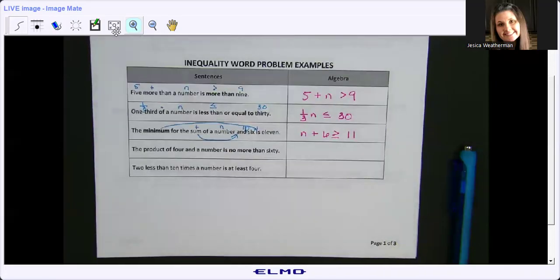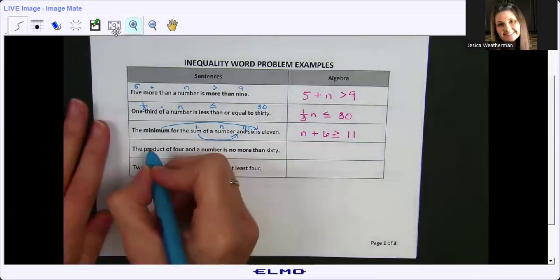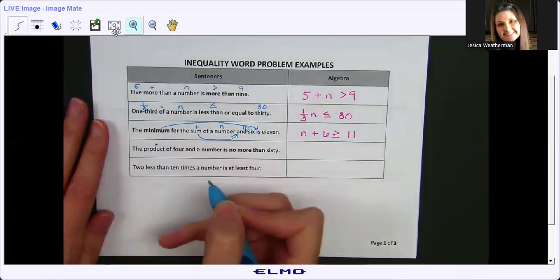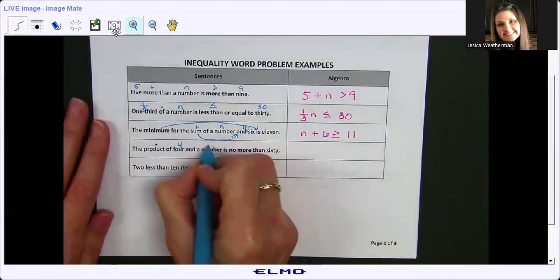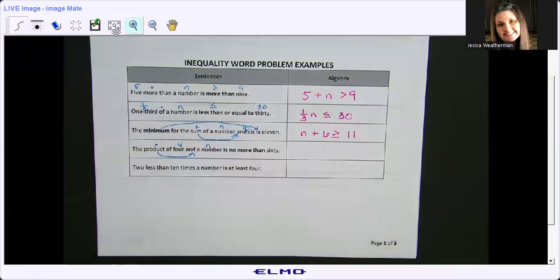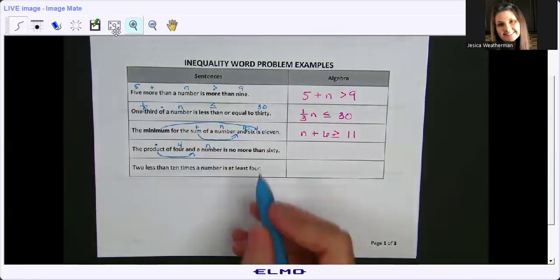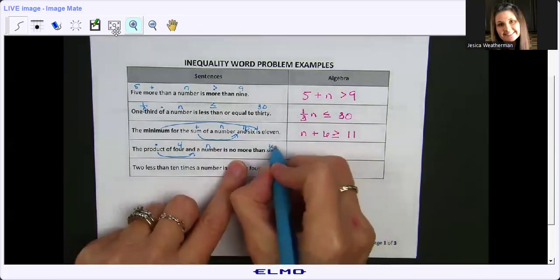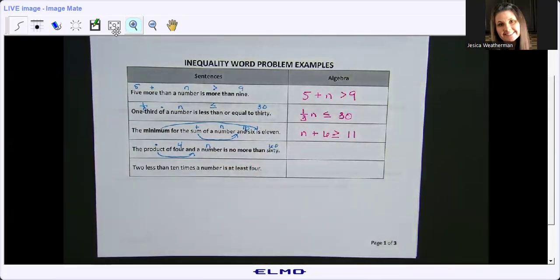All right. The product of 4 and a number. Product means multiplying 4 and a number. And that product goes in between because we're talking about 4 and the number being products of each other. Is no more than 60. Meaning it can't be more than 60, which means it has to be.